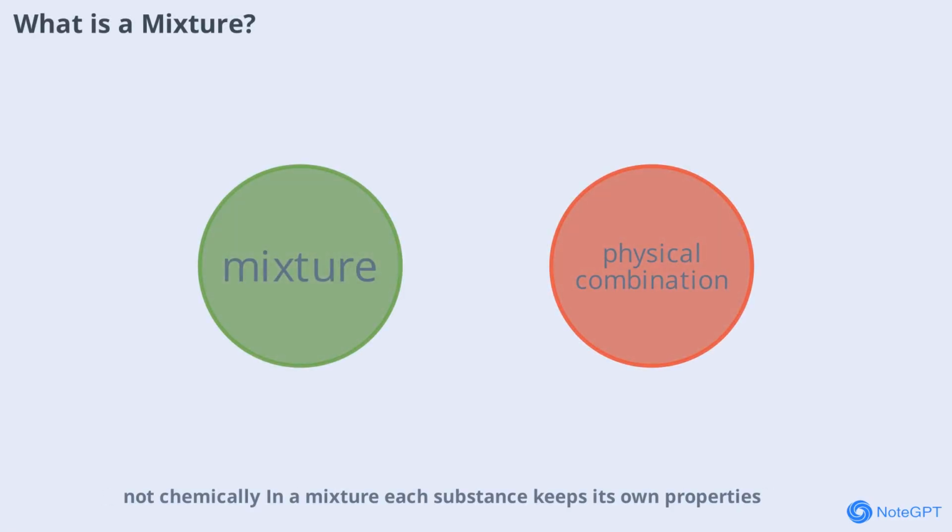A mixture is made when two or more substances are combined physically, not chemically. In a mixture, each substance keeps its own properties, and they can usually be separated by physical methods. Mixtures can be made of elements, compounds, or both. For example, a salad is a mixture of vegetables and air is a mixture of gases. Mixtures are all around us and are an important part of our daily lives.